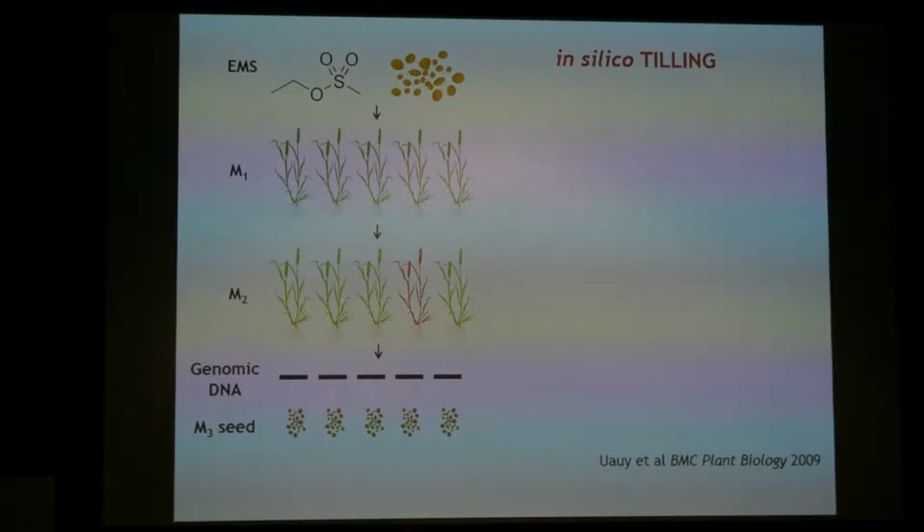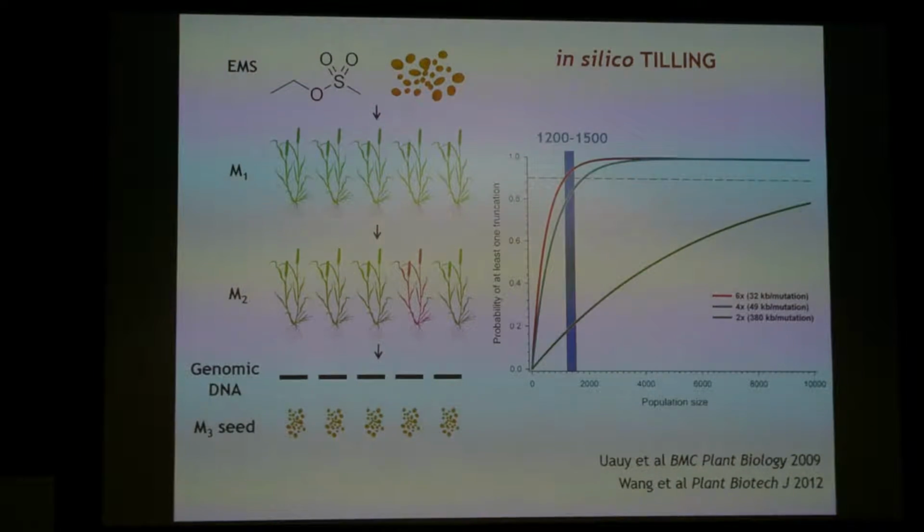Just to illustrate that, there's a graph showing the probability of identifying a truncation, so basically a premature stop codon or a change in a splice site. You can see that because our mutation density in hexaploid and tetraploid wheat is very, very high, by screening 1,200 or 1,500 plants, you have an extremely high chance of knocking out a gene, and this is using an average gene of 1.5 kb for the numbers. So you have a really, really high chance of knocking it out.